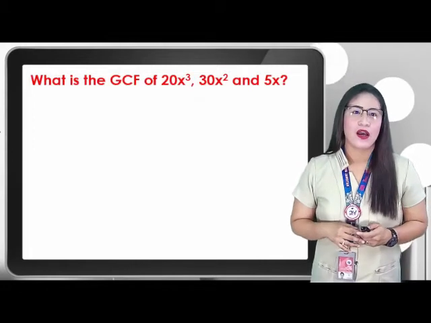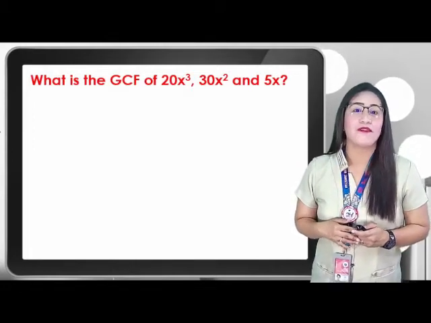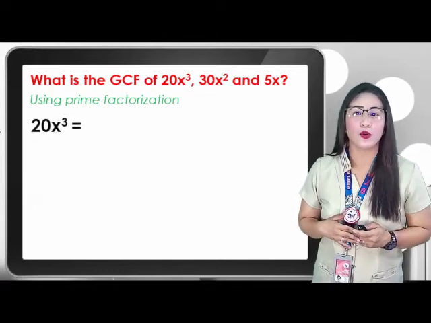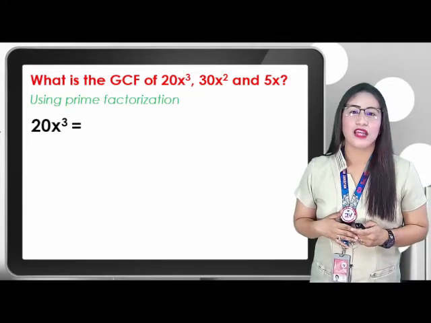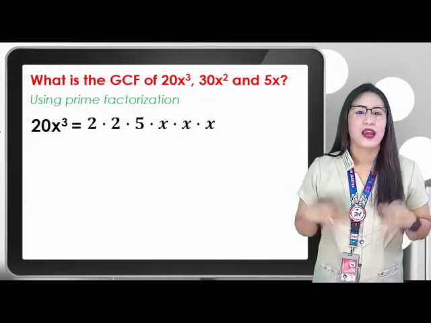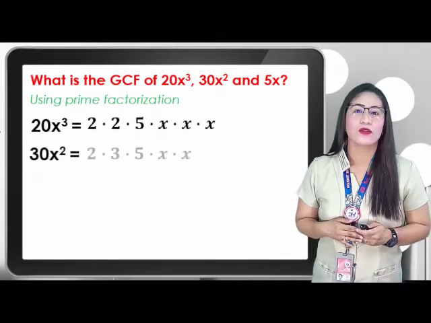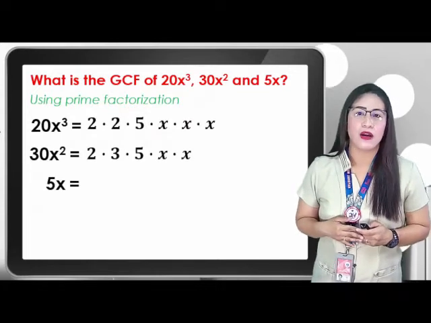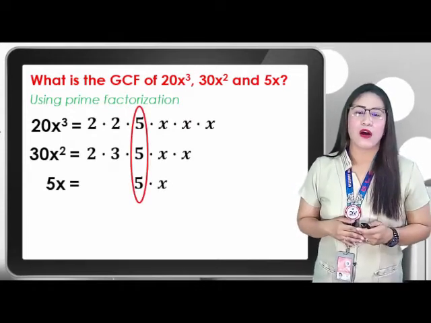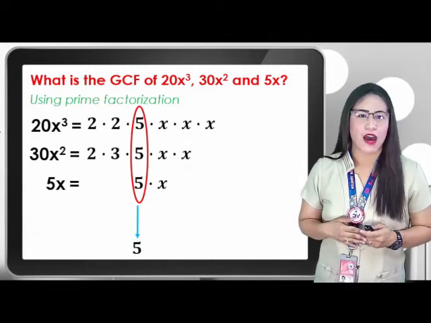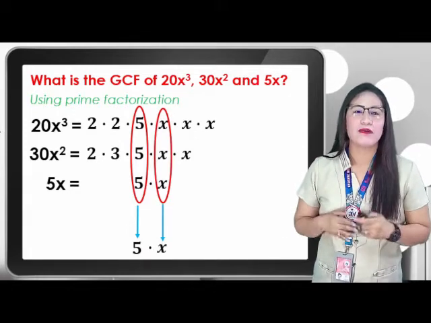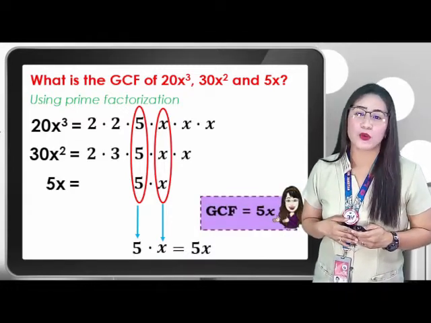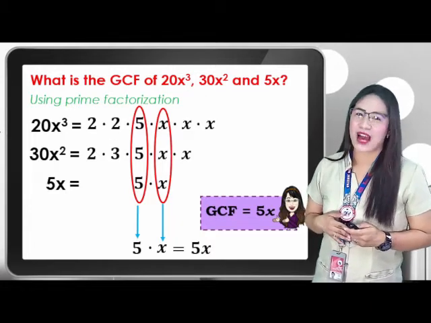Our next example is 20x cubed, 30x squared, and 5x. So, let us find the GCF. Using prime factorization, the factors of 20x cubed are 2 times 2 times 5 times x times x times x. And the factors of 30x squared are 2 times 3 times 5 times x times x. And the factors of 5x are 5 times x. The common factors are 5 and x. So, 5 times x, we will have 5x. Therefore, the GCF of 20x cubed, 30x squared, and 5x is 5x.